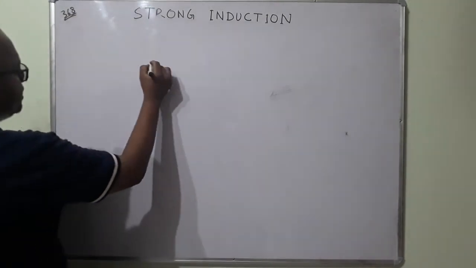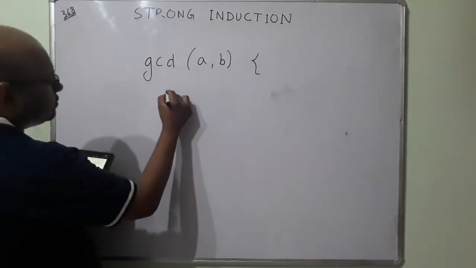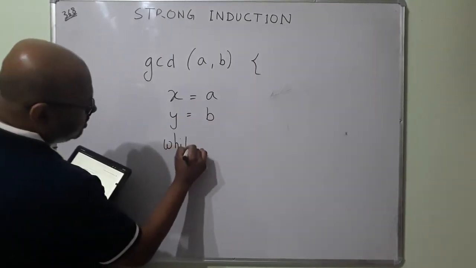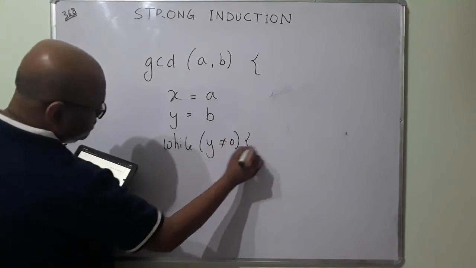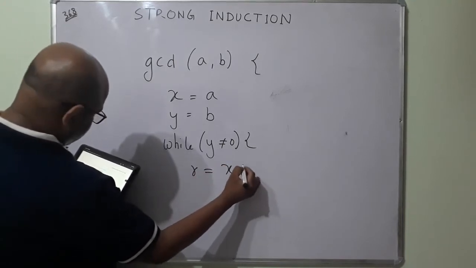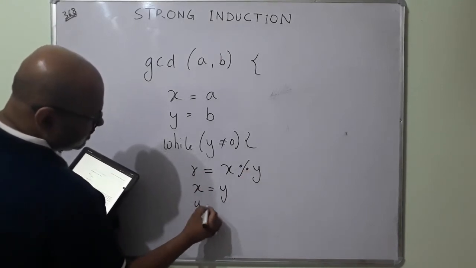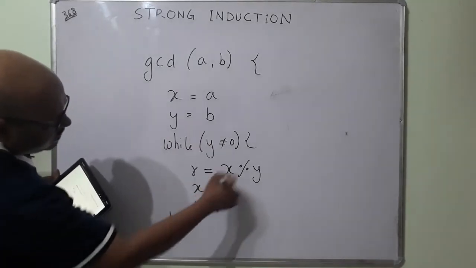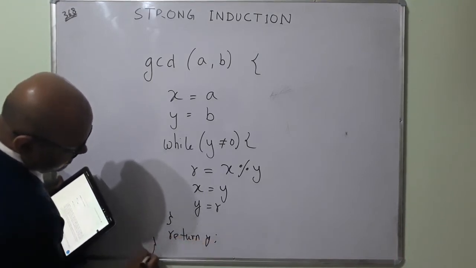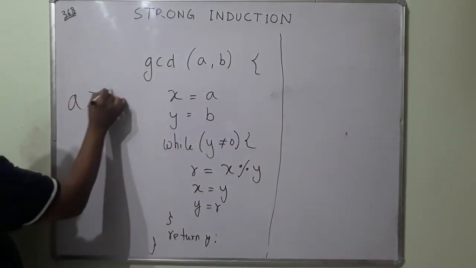Okay. So GCD of A and B, we are going to give x is equal to A, y is equal to B. While y is not equal to 0, what are we going to do? R is equal to x mod y. A is bigger, right? x is equal to y. y is equal to r. We are going to do this until y is equal to 0. Once y is equal to 0, we are going to return x. This is our function. Here we have this restriction: A is greater than or equal to B.